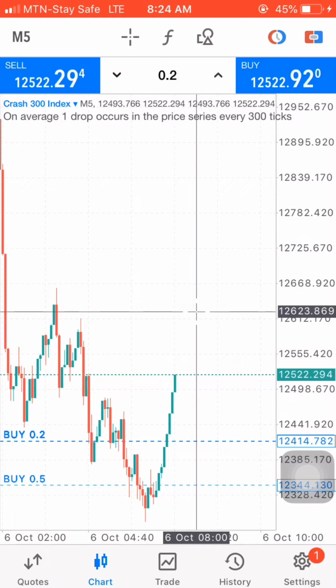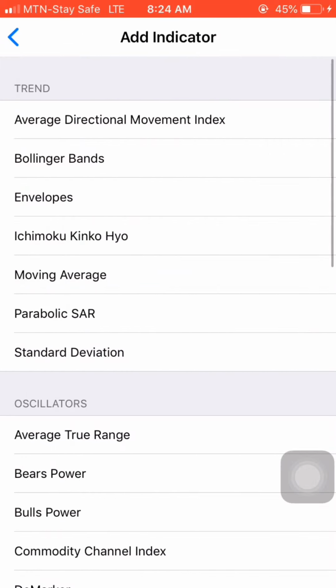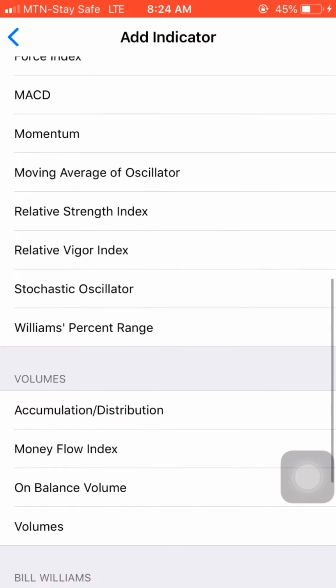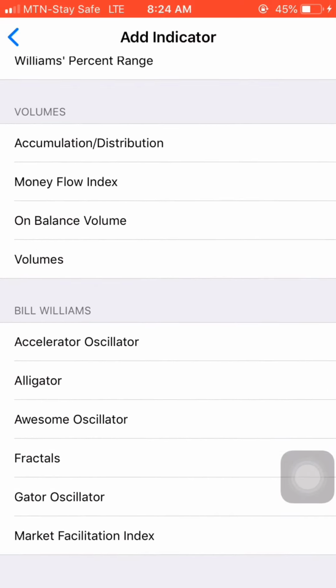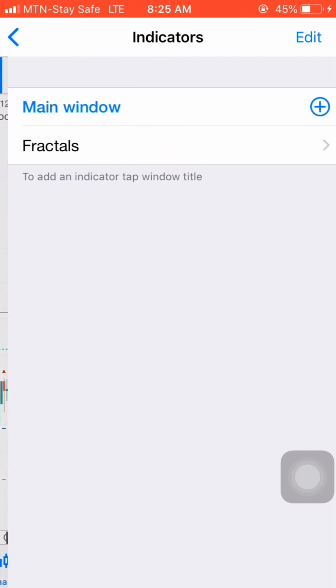So I'm going to show you the indicators I use. The indicators I'm going to be using are the moving average and also the fractals. Those are the two indicators I'm going to be using. I've made this video before, and now I'm modifying it so you guys can see that it works perfectly. So I'm going to be adding the fractals and also adding the moving average.